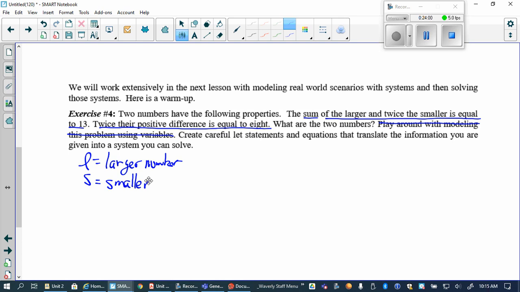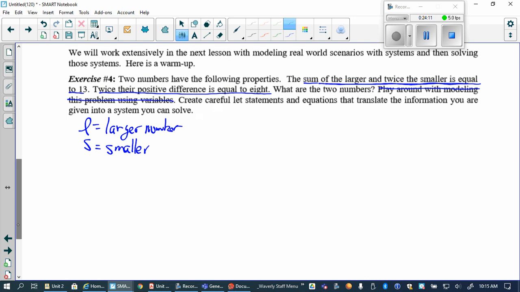So let's write an equation for this first piece of information. The sum of the larger and twice the smaller. So what does sum mean, Serenity? Just right there. What does sum mean? Yeah. Thank you. It means to do what?